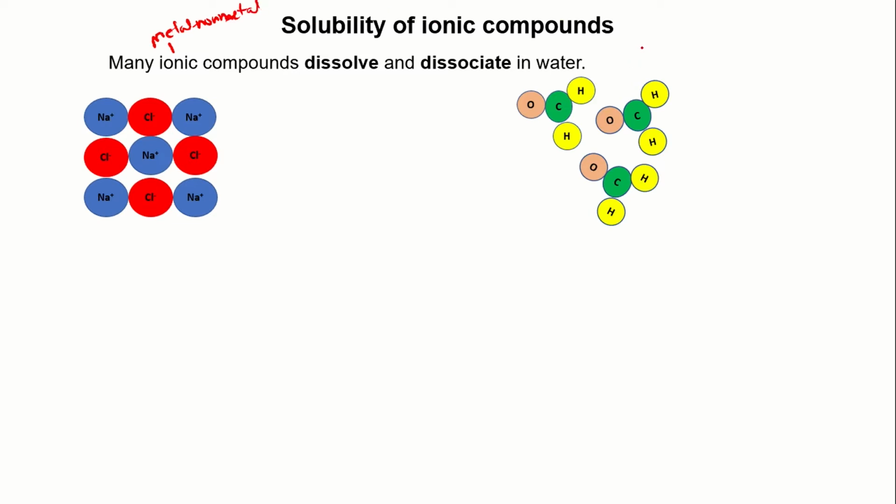And then covalent compounds usually contain only nonmetals. A nonmetal combined with another nonmetal. For example, you can see things like sugar. Sugar is a covalent compound. You find only carbon, hydrogen, and oxygen.